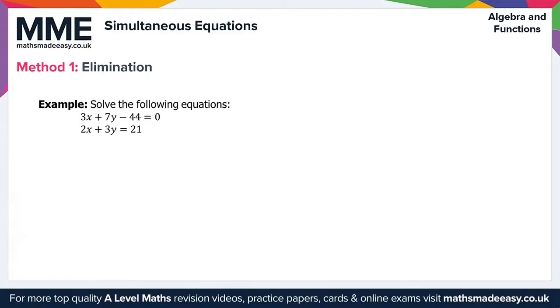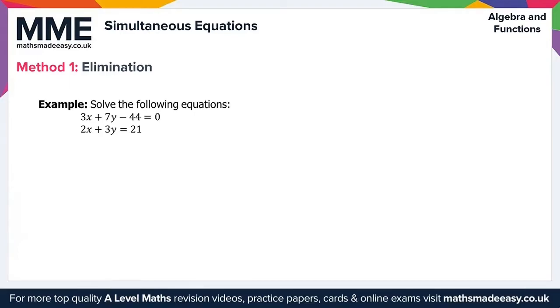And to start with, we're going to take a look at the first method when solving simultaneous equations, which is elimination. So elimination is typically used when working with linear equations. So in this case, as we've got 3x plus 7y minus 44 equals 0, and we have 2x plus 3y equals 21, these are both linear equations, so we would use elimination here.